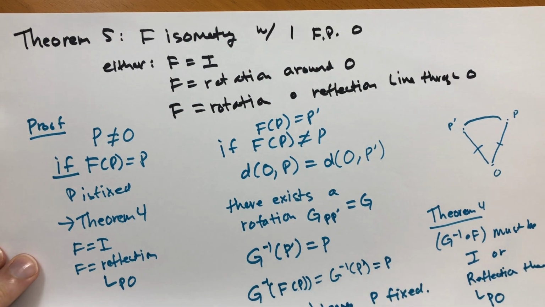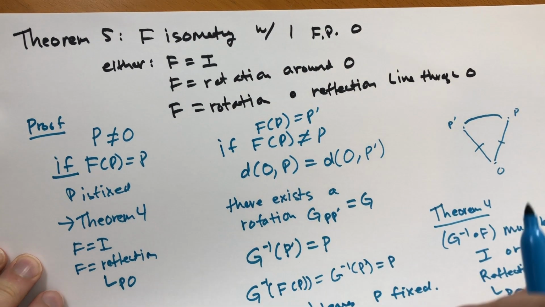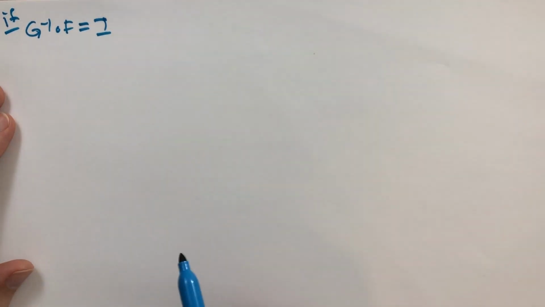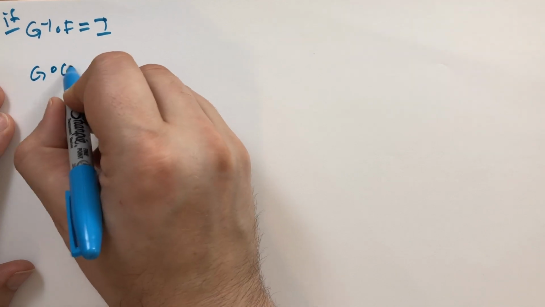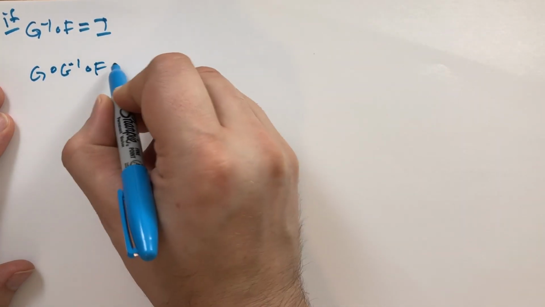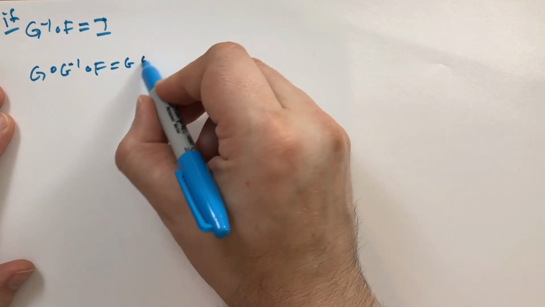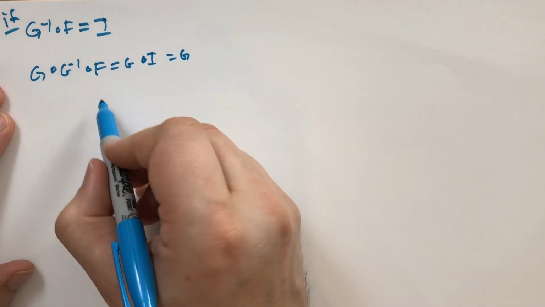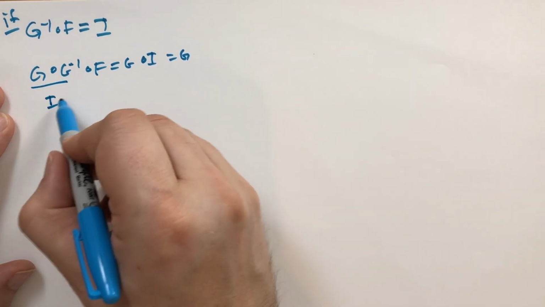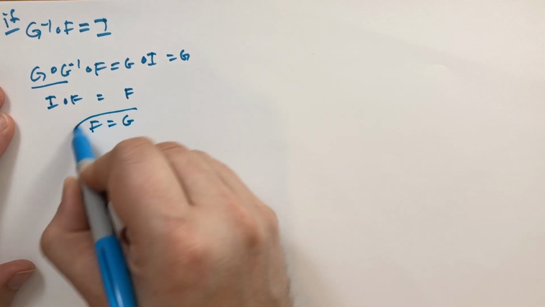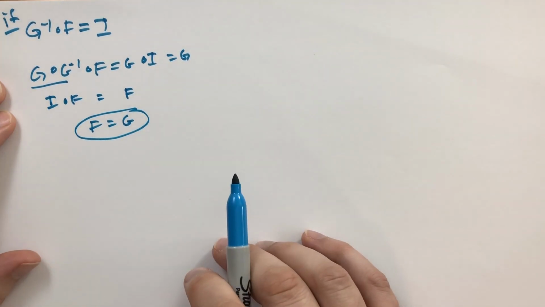In the first case, if G inverse composed with F is the identity, then we do the trick that we did before. So G composed with G inverse composed with F is the same as G composed with I, which is going to be G. So if we do this side first, then we get I composed with F, which must be equal to F. Therefore, we find F and G are one and the same. So F and G are the same rotation.